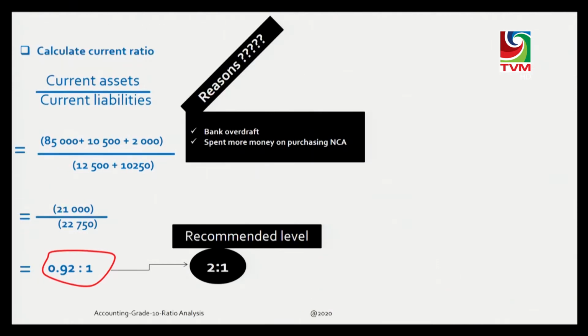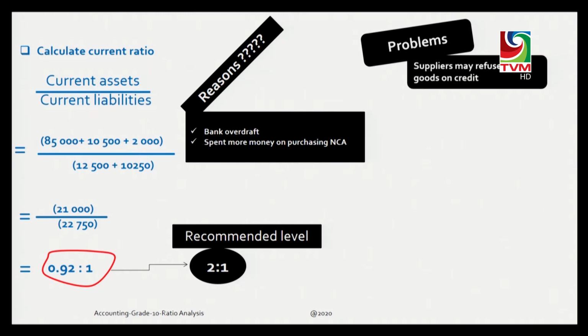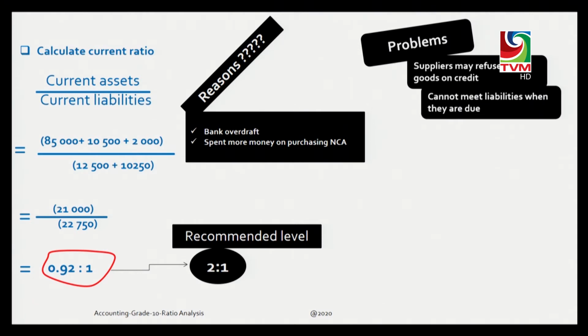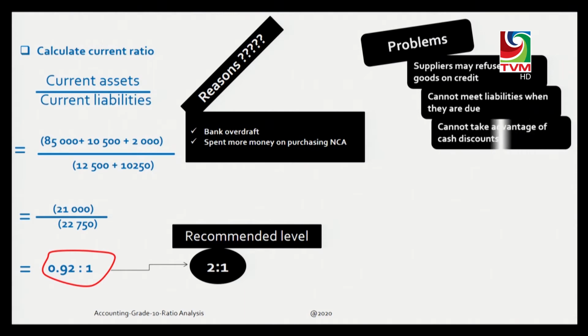So what might be the problems that Teleclass Trader might face because of this current ratio? The suppliers may refuse to sell goods on credit because they do not have enough current assets to meet their current liabilities. They cannot meet liabilities when they are due. It means that the business won't be able to pay trade payables on time. So because of that, the business cannot take advantage of cash discount.